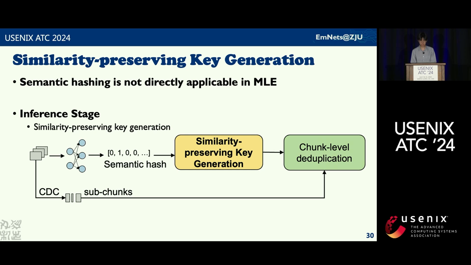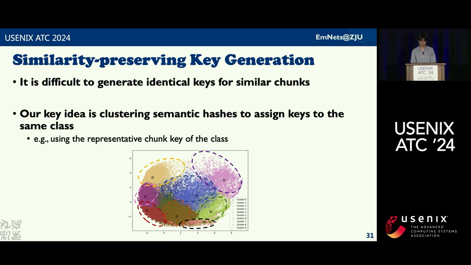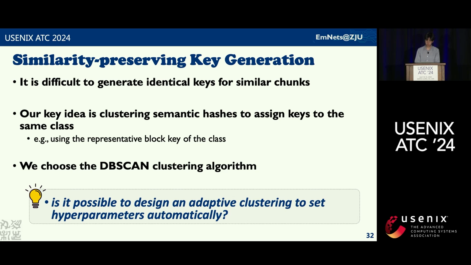However, semantic hashing is not directly applicable in MLE because it produces similar but not identical hash values for similar chunks. So at the inference stage, we propose a similarity-preserving key generation mechanism. It is difficult to generate identical keys for similar chunks. Our key idea is clustering semantic hashes to assign keys to the same class, for example, using the representative chunk key of the class. So we choose the DBSCAN clustering algorithm because it forms clusters of arbitrary shapes and doesn't necessarily predefine the cluster numbers.